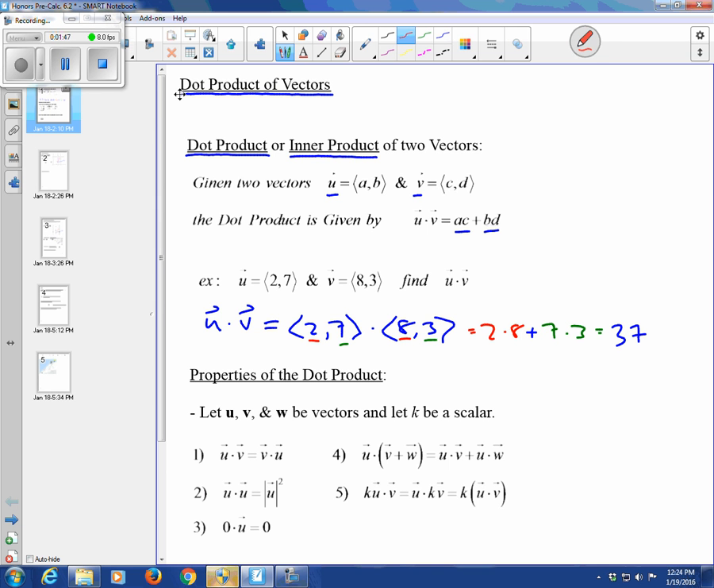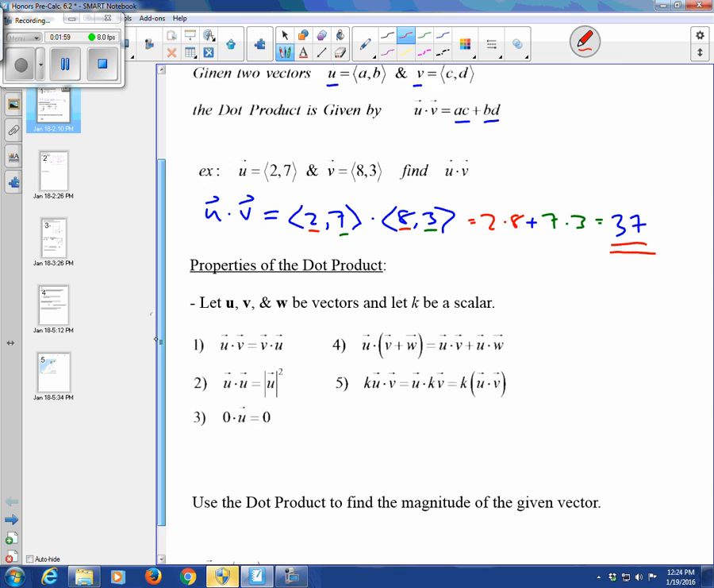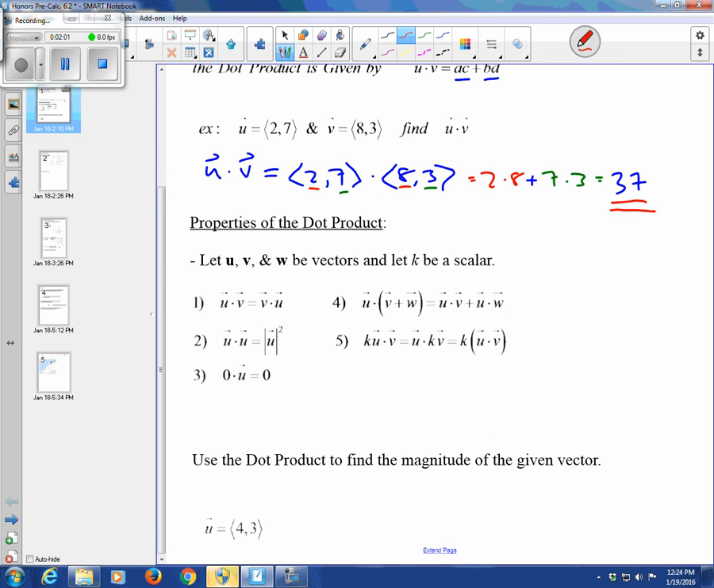Now, we're basically getting one number, so we're not getting another vector. And we're going to talk a little bit about what this number, the dot product, represents. But first, what we're going to do is look into some properties of the dot product, and examine some of the ways that dot products interact.